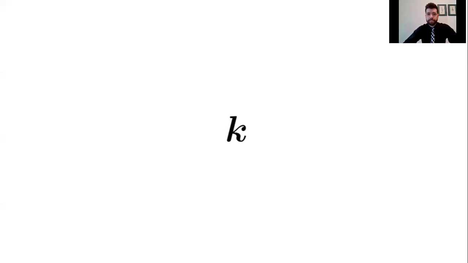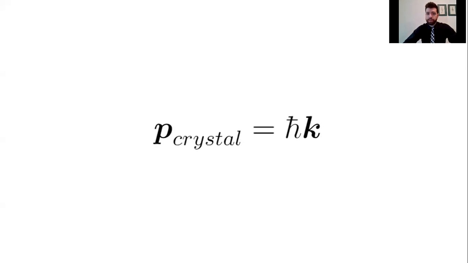The K vector is related to the crystal momentum of an electron in a periodic solid. Anytime that you solve Schrodinger's equation in a periodic potential, you get this new quantum number that we call K. It's a vector that represents something related to the momentum.